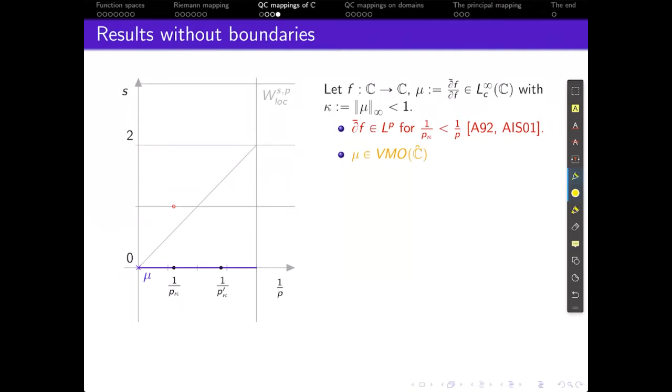What if mu has some extra regularity? If mu is in VMO, vanishing mean oscillation, then delta bar F is in all L^p. So just having slightly more than L infinity, just having VMO, we jump from here to the whole range, but not reaching L infinity. Just for every p, not reaching L infinity.